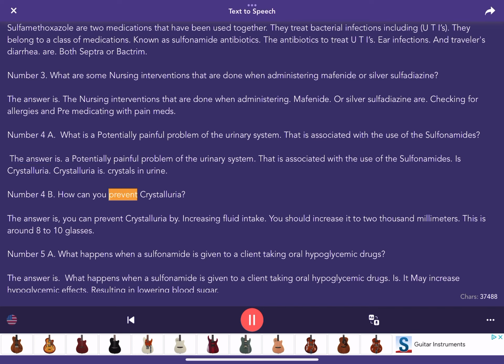Number 4b. How can you prevent crystalluria? The answer is, you can prevent crystalluria by increasing fluid intake. You should increase it to 2,000 milliliters. This is around 8 to 10 glasses.